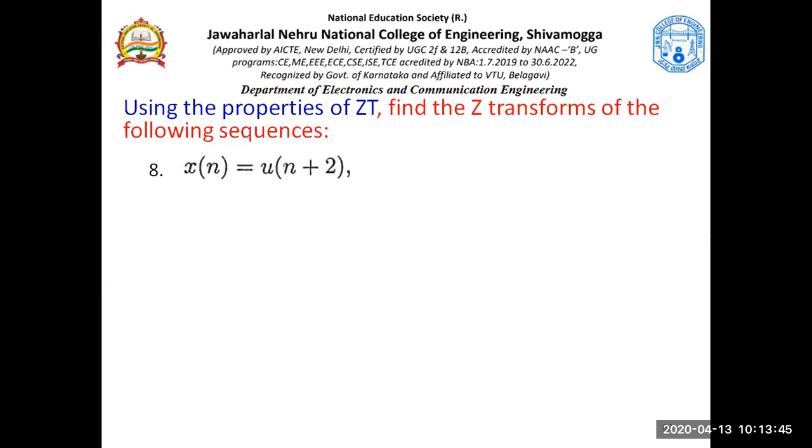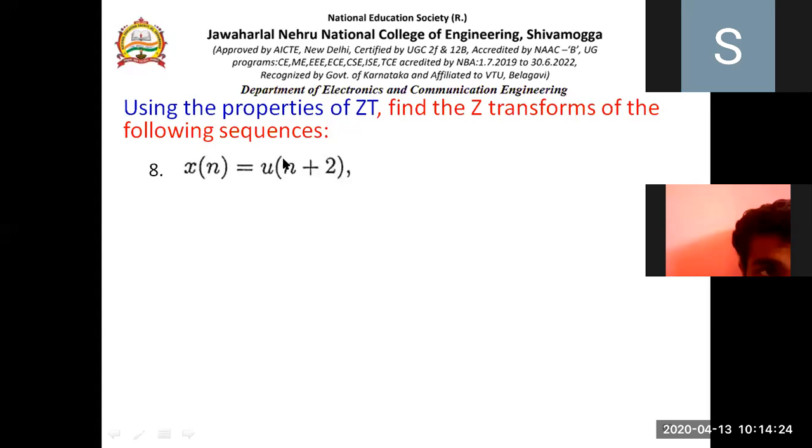Now this is the problem. We have to find the Z transform of this using the properties of Z transform. Now, which property of Z transform would be suitable for this particular signal is the question. I repeat, which property of Z transform can be used for this particular function? It is u of n plus 2. Z transform of the shifted signal, time shift. If the signal is shifted in time, what would the Z transform of that signal look like? Understand that? So that is what we're going to see now.